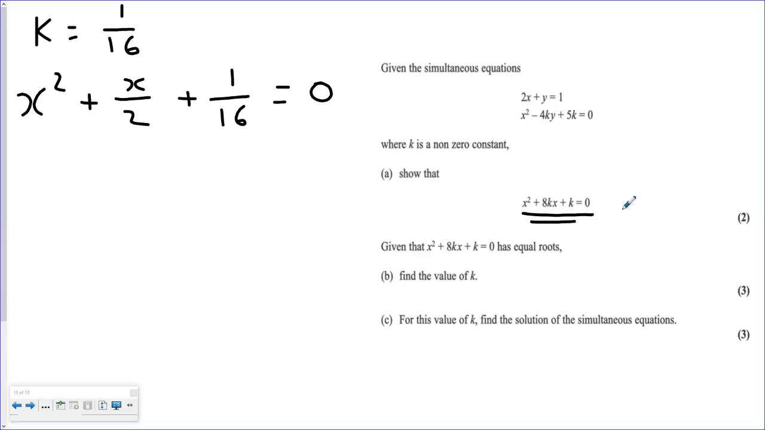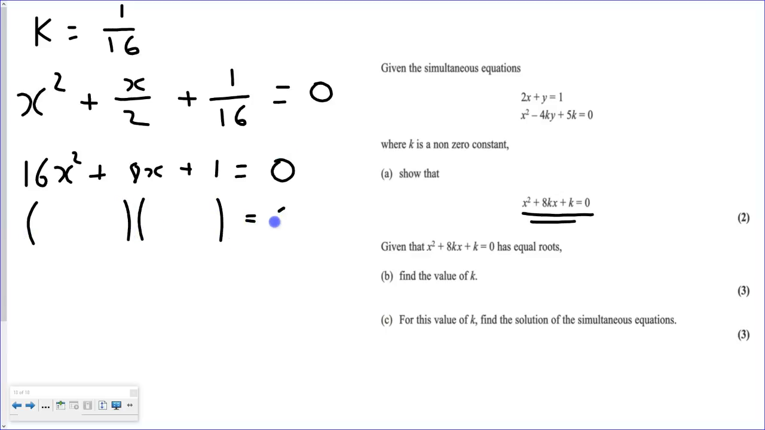Now at the moment, looking at factorising this is not going to be pleasant, is it? But if we times everything through by 16, we'll get rid of all these fractions. If we times this term x over 2 by 16, that just leaves us with 8x, because it'll be 16 divided by 2, which is 8. And then we just get the following. Now 16x squared plus 8x plus 1, that sounds like a bit of a nightmare to try and factorise, but let's just remember, we know when k is this value, it's going to have equal roots.